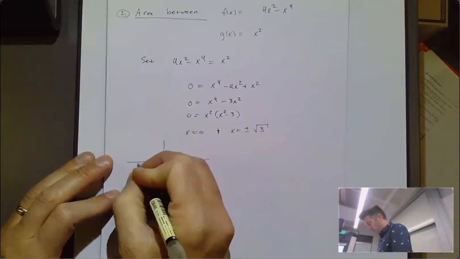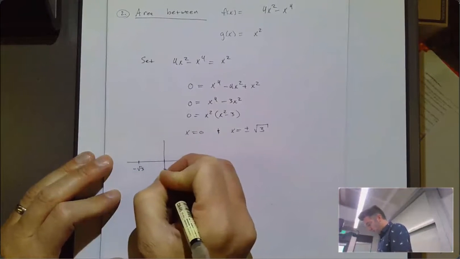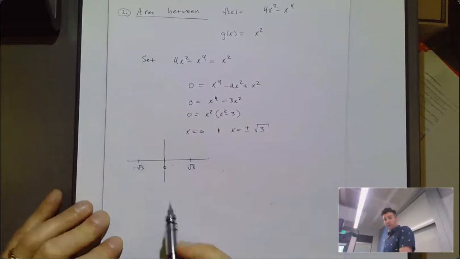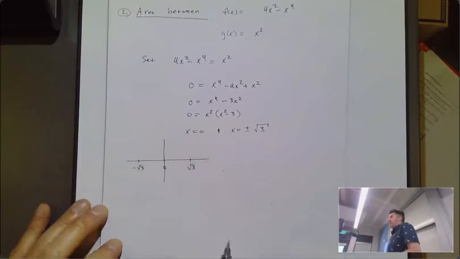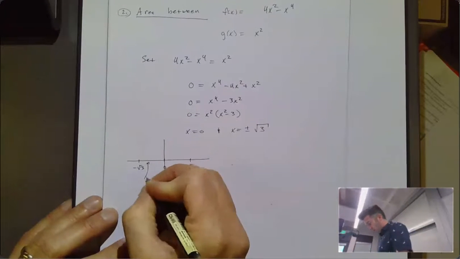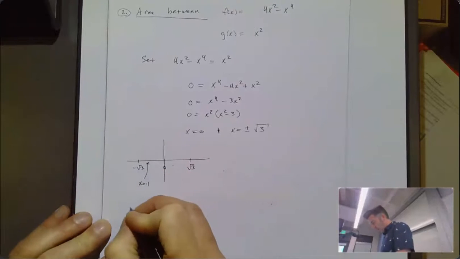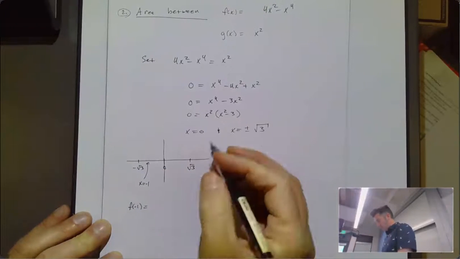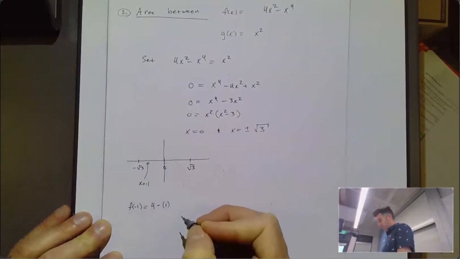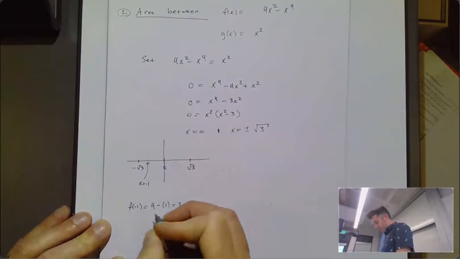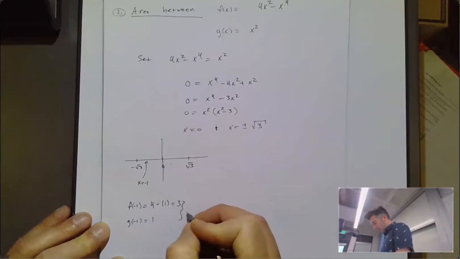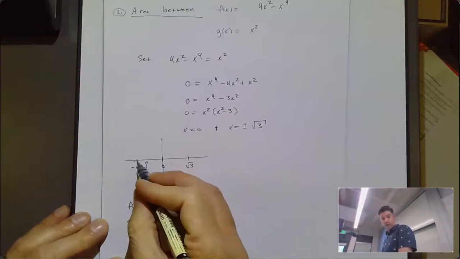So on the interval from -√3 to 0, one of the functions has to be bigger. So pick a number between -√3 and 0. The only nice number between -√3 and 0 is -1. So I'm going to let x equal -1. f of -1 is 4 times -1 squared minus -1 to the 4th, which is just 1. That's going to be 3. g of -1 is just 1. So f is bigger on this whole entire interval.